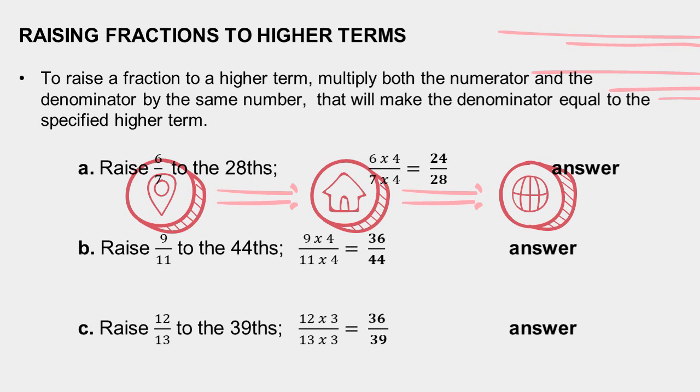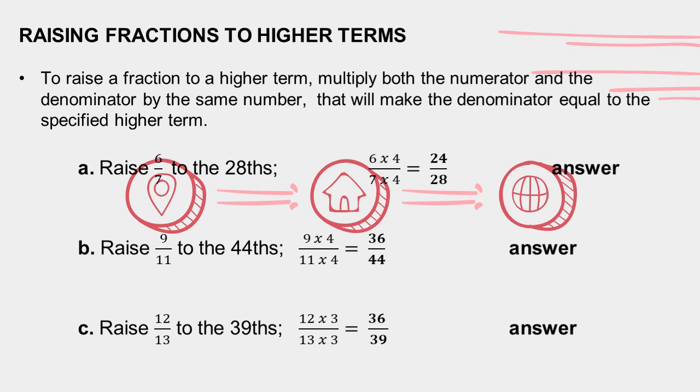So, kung mapapansin nyo po, nakuha natin yung 28 using 7 sa ating denominator. So, ngayon, dahil na-apply naman po natin at yun po ay yung 4, ang gagawin lang po natin ay multiply. So, 6 times 4, yun po ay sagot ay 24, kagaya ng sinabi ko kanina. Then, sa denominator naman po, 7 times 4 is equal to 28. So, that's the answer for example, letter A. Ganyan lang po ang pagkuha ng ating raising fraction to higher terms.